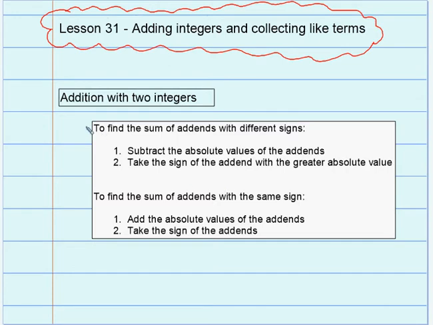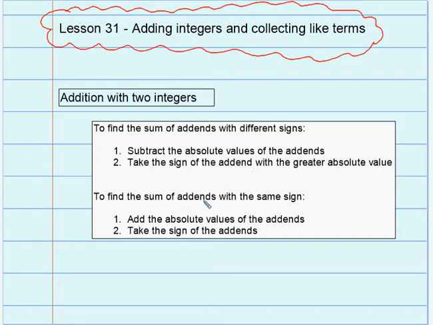Okay, so addition with two integers, there is this chart that I would like you to put in your notes. To find the sum of addends with different signs, you subtract the absolute values of the addends and you take the sign of the addend with the greater absolute value. So when we are adding, we need to look for the absolute values when we have different signs, and we will practice that in just a minute.